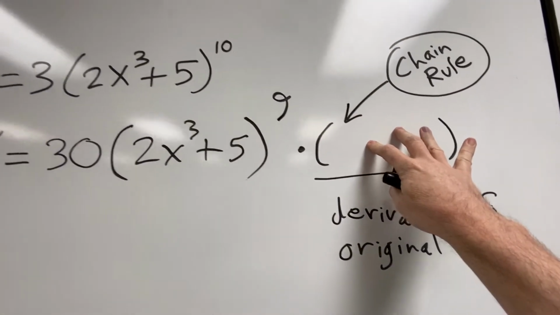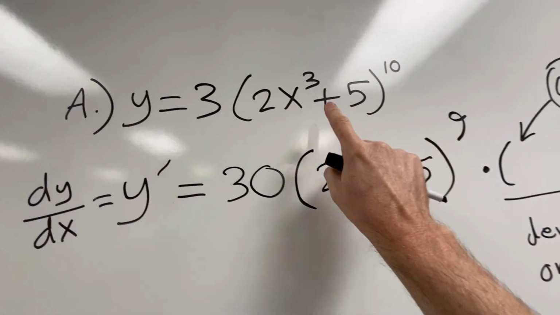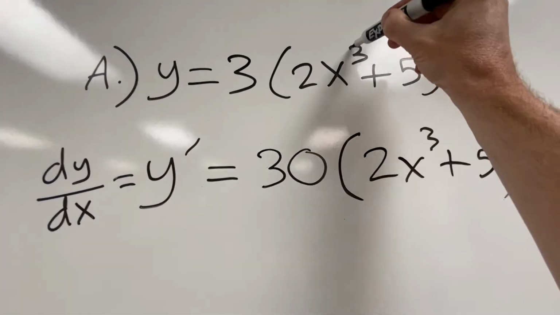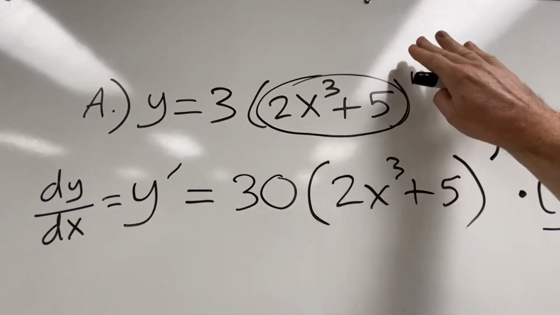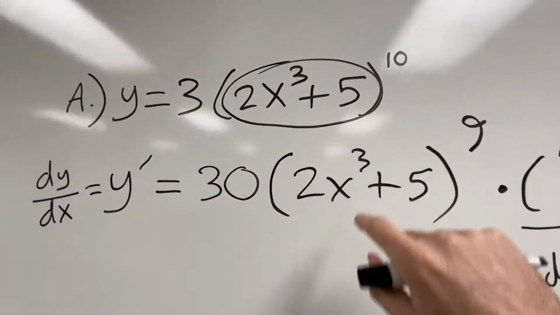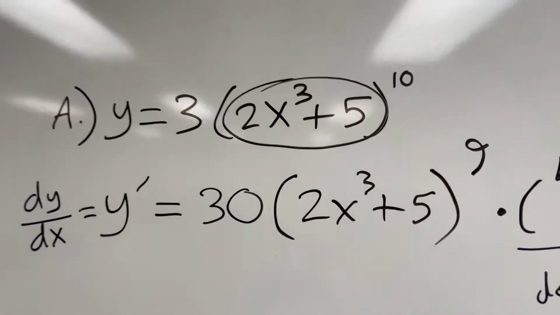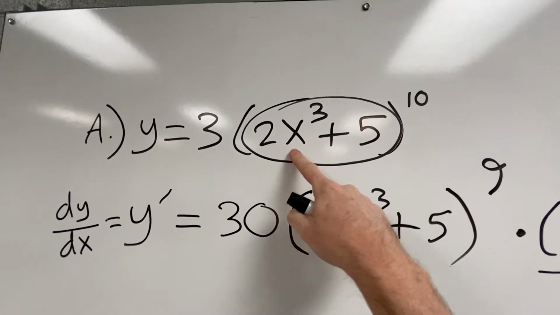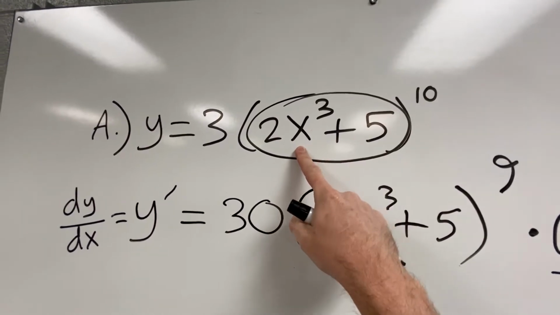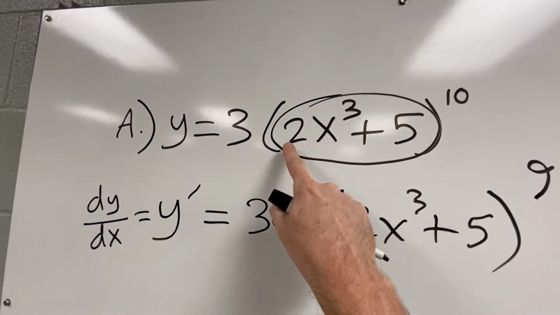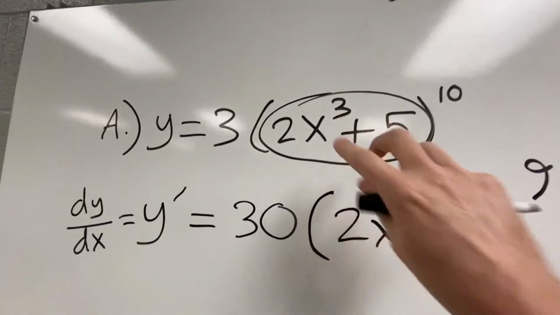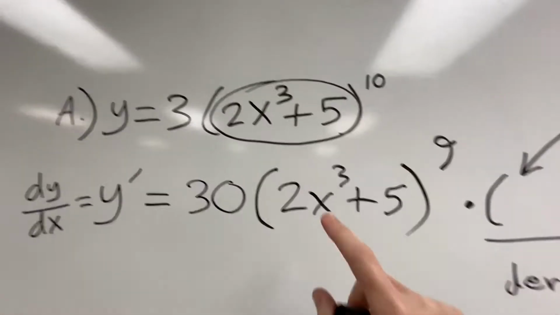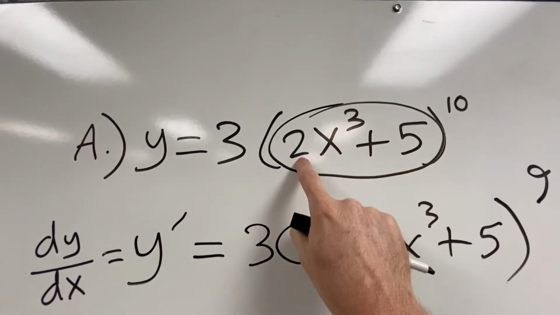And this is mandatory for all derivatives. So just focus on this right now. Just focus on this. Don't look at the coefficient 3. Don't look at the power 10. Just look at 2x cubed plus 5. Remember last time, 1-1? Remember how easy it was to take the derivative of 2x cubed plus 5? 3 comes down. So it's like a miniature derivative problem now, right? It's like a second derivative problem inside of a derivative problem. 3 comes down. 3 times 2 is 6.